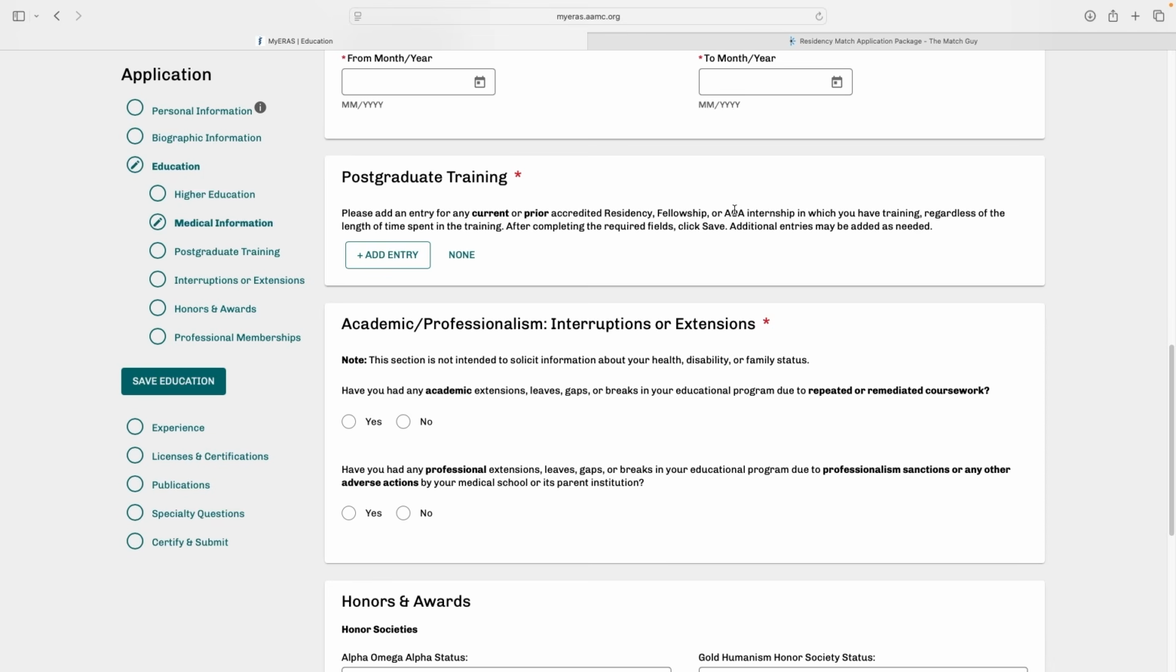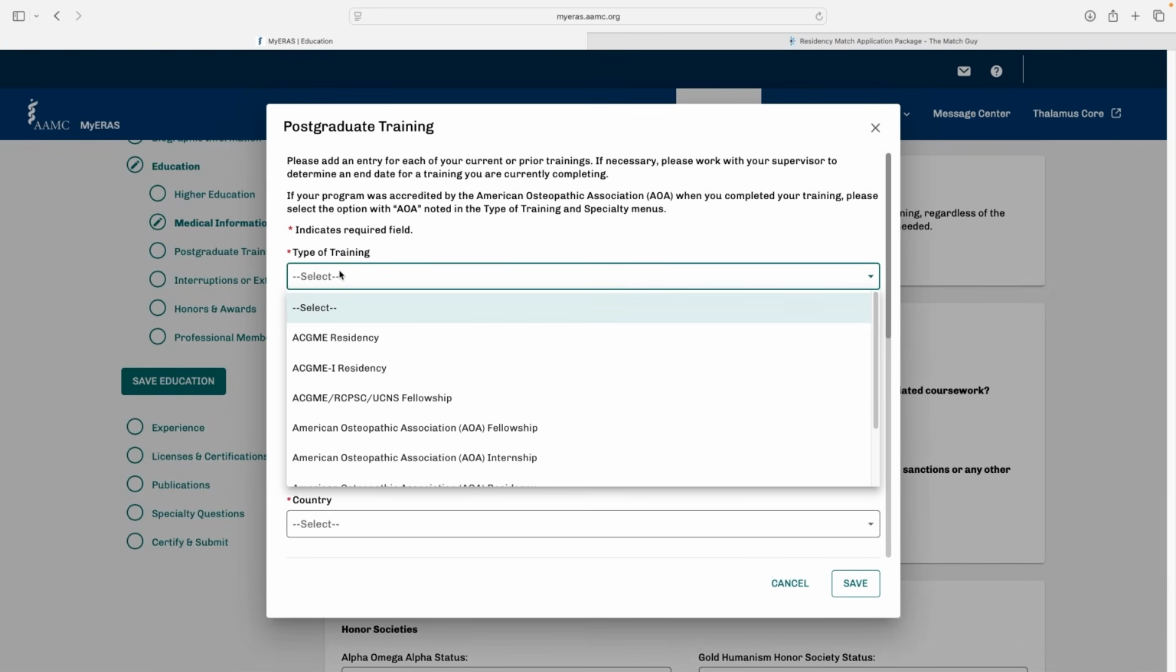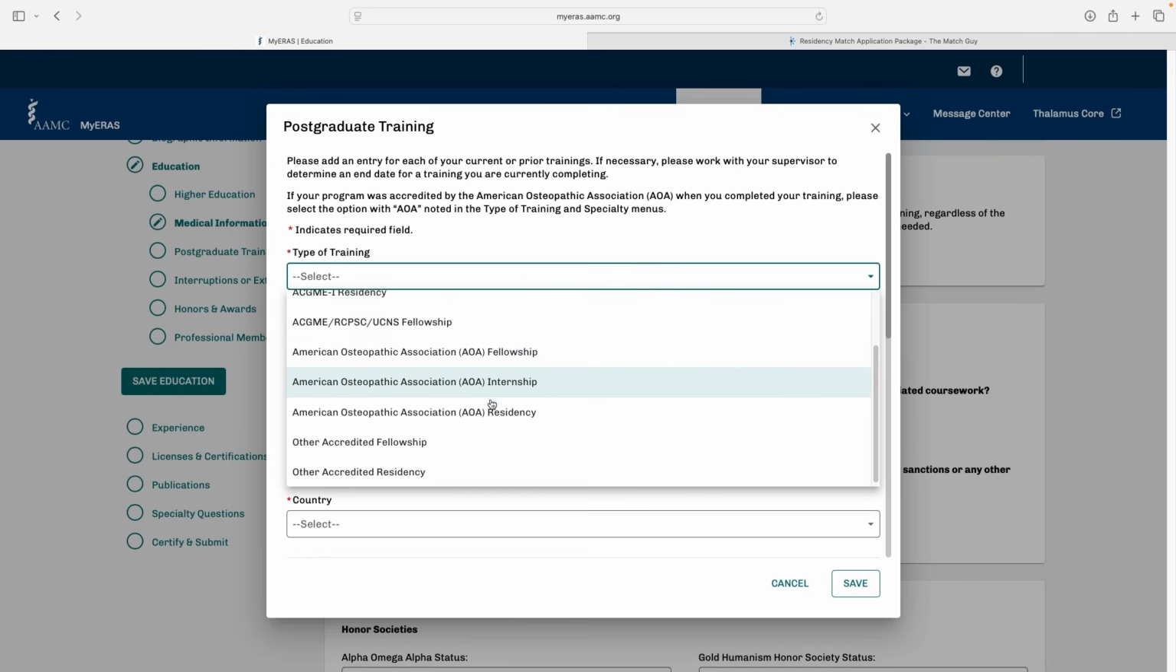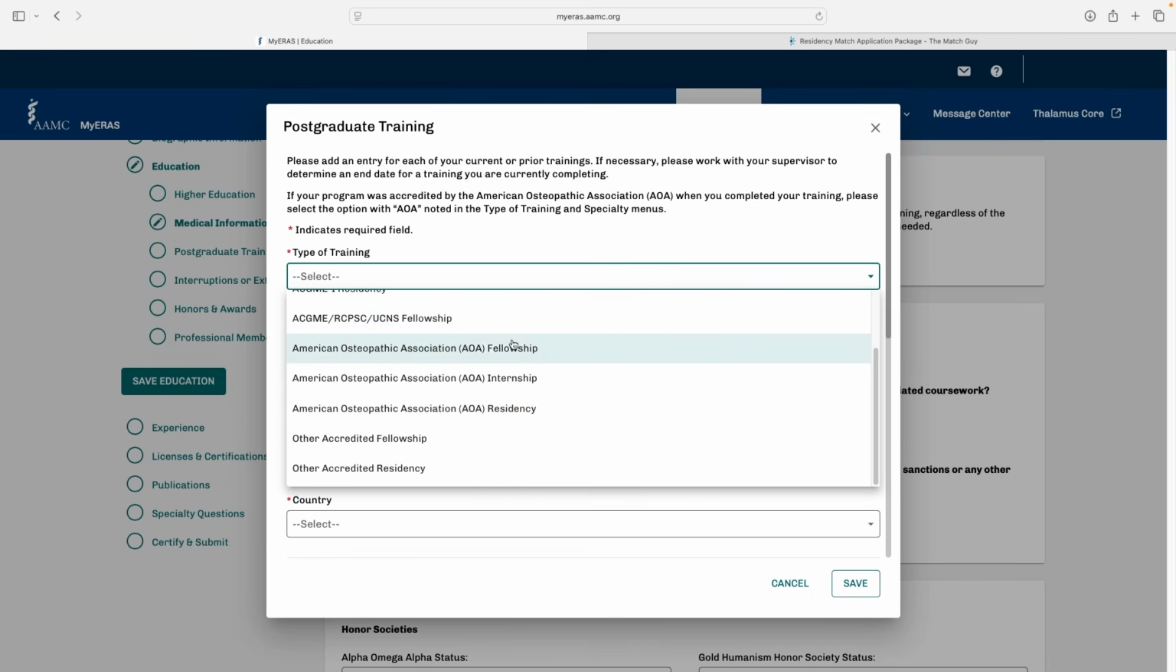However, this year they changed the ERAS platform so that you can put your residency in your home country in this box here. So you can click on add entry, and you will see type of training, and you will see ACGME, ACGMEI, AOA, which is US kind of fellowships and residencies sponsored by the American Osteopathic Association. And then you will find this other accredited fellowship, other accredited residency.